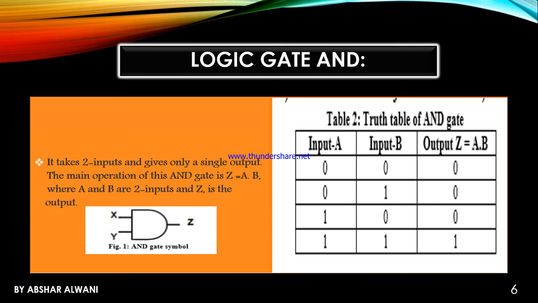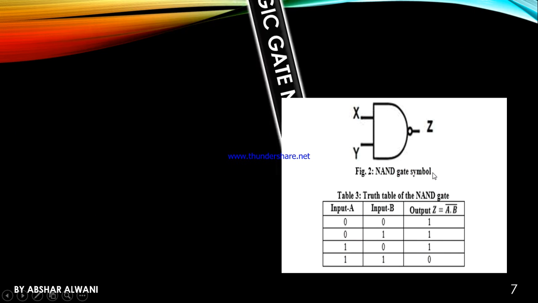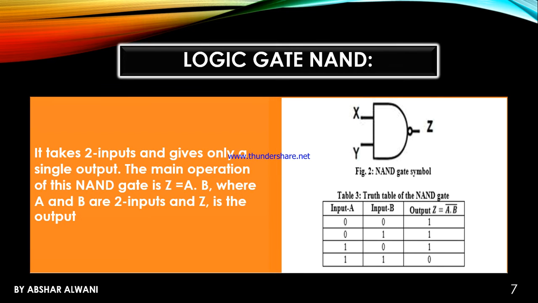AND gate. It takes 2 inputs A and B and produces a single output, and produces output high only when all of the inputs are high. When the A input is high and B input is high, the output will be high. When any or all of the inputs are low, the output is low. NAND gate. NAND gate produces low output only when all the inputs are high. When any input is low, the output will be high.